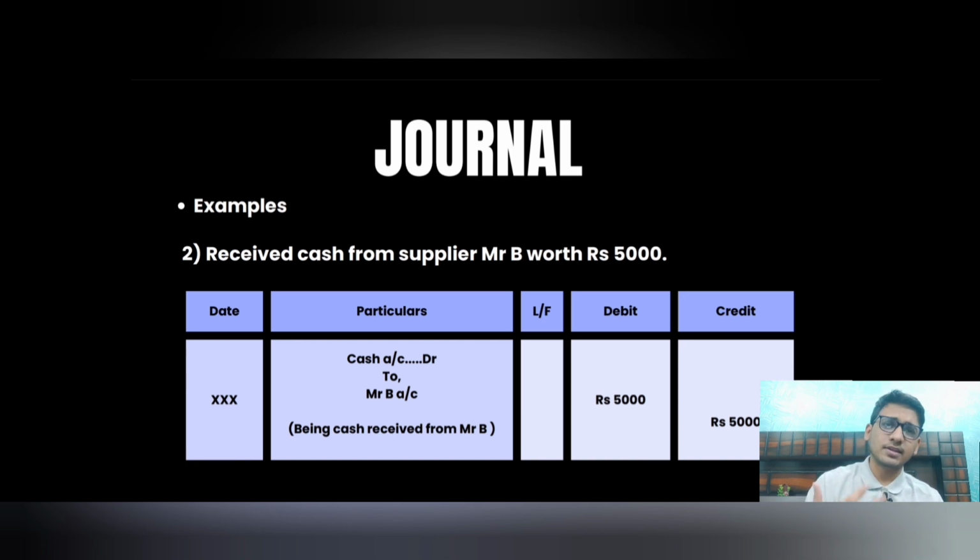Now moving on to another example, which is received cash from the supplier Mr. B worth rupees 5,000. As we know, from the business perspective, the cash is coming into the business, that's why the cash is being debited, and on the other hand, as Mr. B is paying the cash to us, the Mr. B account will be credited. So the journal entry will be cash account debit to Mr. B account, as the cash is coming into the business.